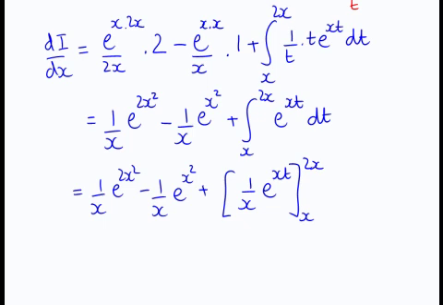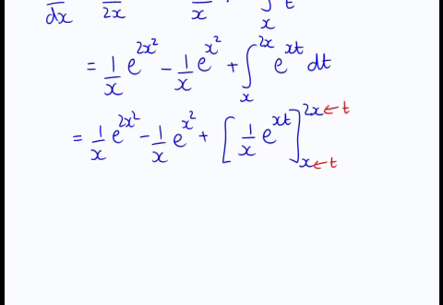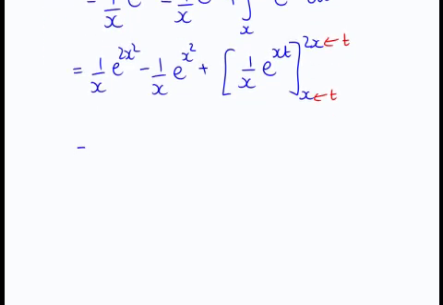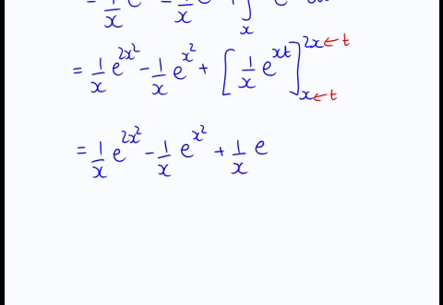And don't forget that these limits are t limits, so I'm going to be substituting in for t, which I shall do on this next line. First two terms just as before. And then I've got a 1 over x e to the x times 2x, so that's 2x squared. And then I subtract 1 over x e to the x times x, which is x squared.